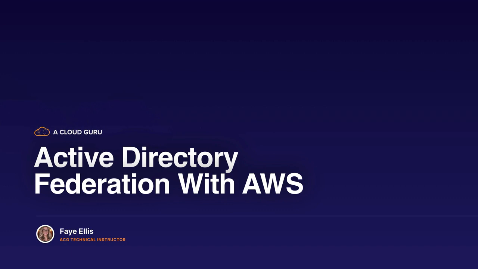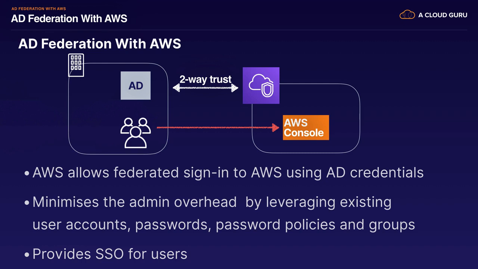And this lecture is all about Active Directory Federation with AWS. So let's get started. What is AD Federation? Well, AWS allows you to configure federated sign-in to the AWS console using Active Directory credentials. And this is something that you might want to set up if you already have your own Active Directory domain in your corporate data center and you have a whole load of corporate users who already have Active Directory accounts.